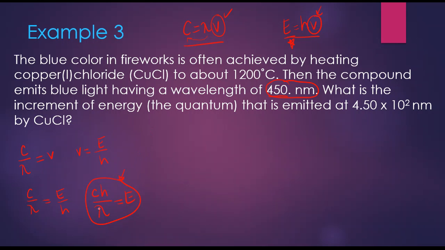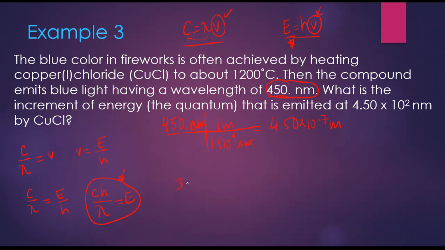But once again, I still need to have my wavelength in meters before I can begin. So 450 nanometers, 1 times 10 to the 9th nanometers equals 1 meter. And you'll find that it's 4.50 times 10 to the minus 7 meters. So get that converted over first. Then you can plug everything in.